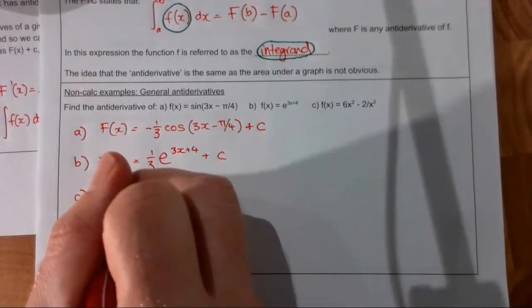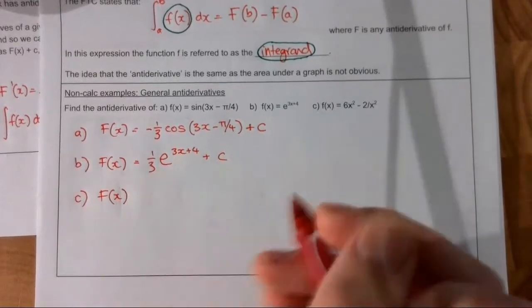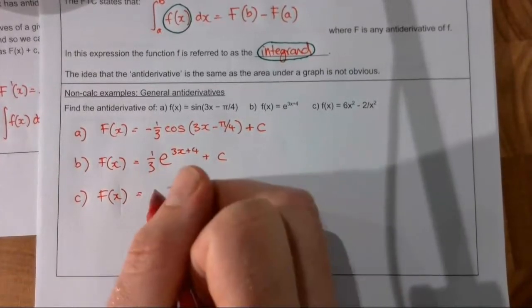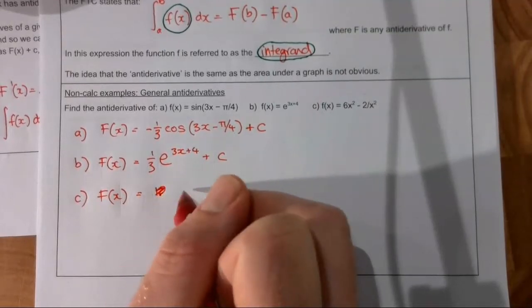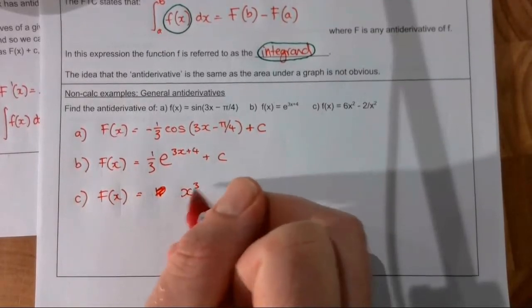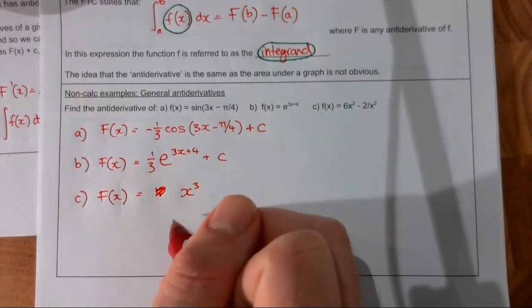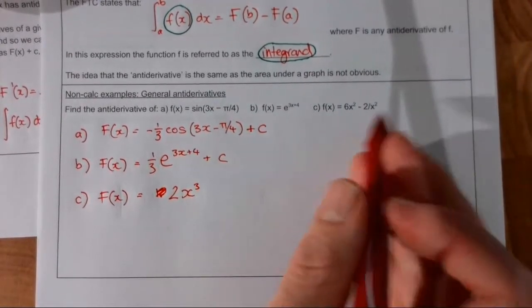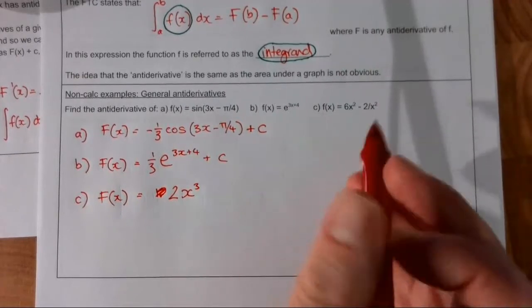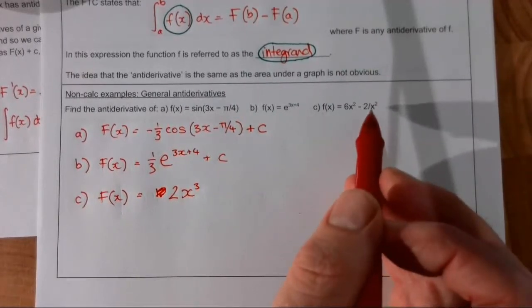And part c here, what differentiates to give me 6x squared? Well, it's going to be something x cubed. X cubed differentiates to give me 3x squared, so I need to double it. 2x cubed works. Looking at the next term, what differentiates to give me minus 2 over x squared?